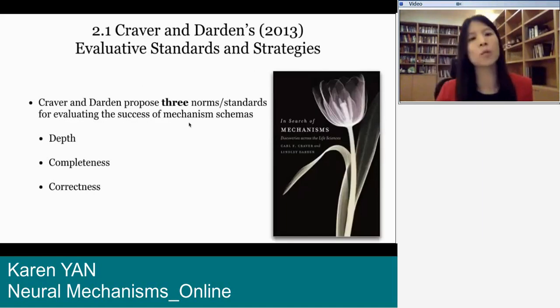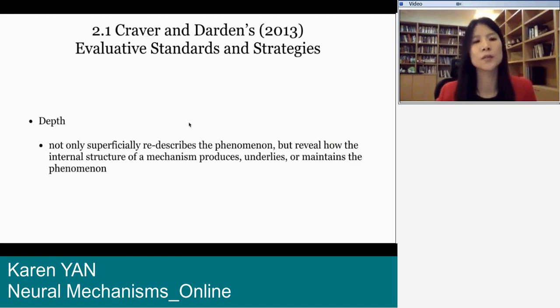So section 2.1 is Craver and Darden's proposal. They propose 3 standards for evaluating the success of mechanistic schemas: depth, completeness, and correctness. So let's start with the first one. This one concerns whether a causal representation does not merely superficially re-describe the phenomenon, but reveals how the internal structure of the mechanism produces, underlies, or maintains the phenomenon.